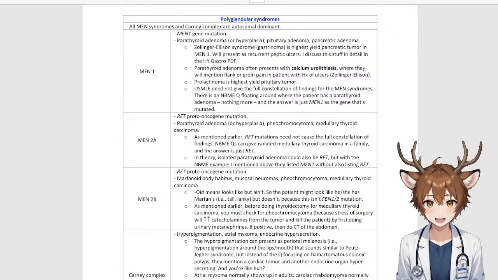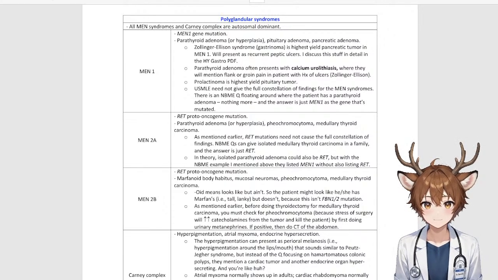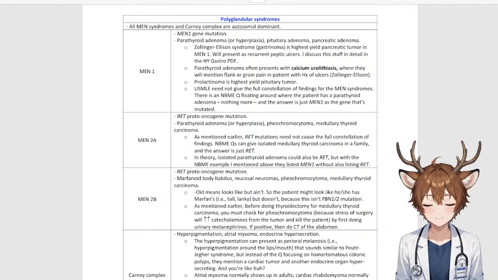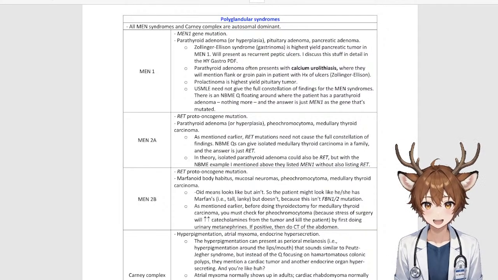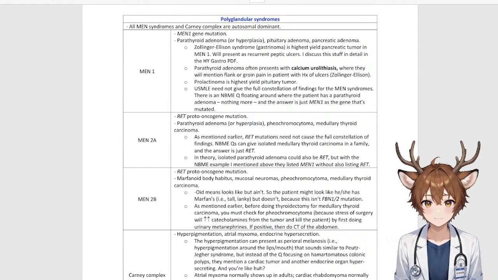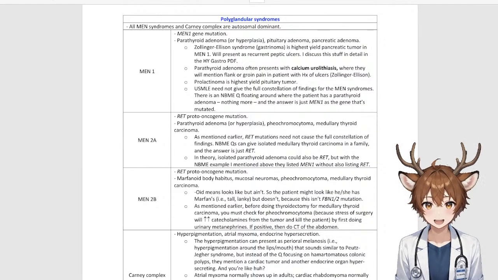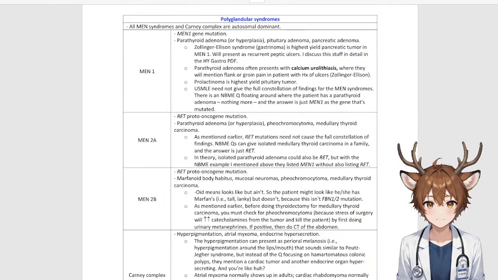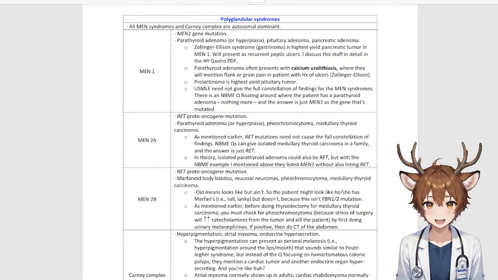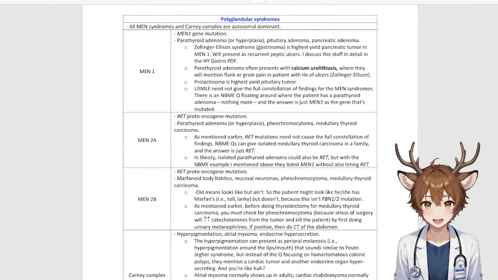What about MEN2B? RET proto-oncogene mutation. Marfanoid body habitus, mucosal neurons, pheochromocytoma, medullary thyroid carcinoma. The -oid means looks like but not so. So the patient might look like she or he has Marfan's, that is tall and lanky, but does not, because this isn't an FBN1/2 mutation.